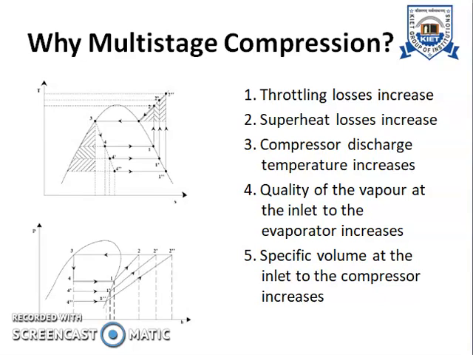And fourth one, we have quality of the vapor at the inlet to the evaporator increase. Now again refer to point number 4, 4 dash and 4 double dash on the TS diagram. So as you can see here that the quality of vapor increases, which results in decrease in the refrigeration effect.